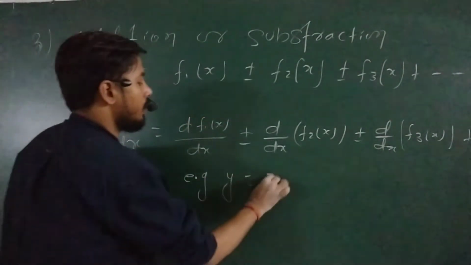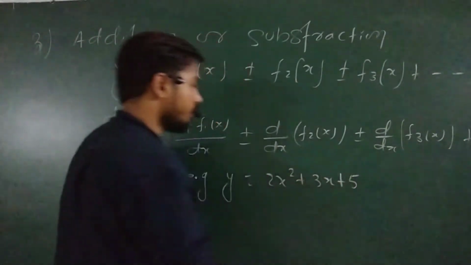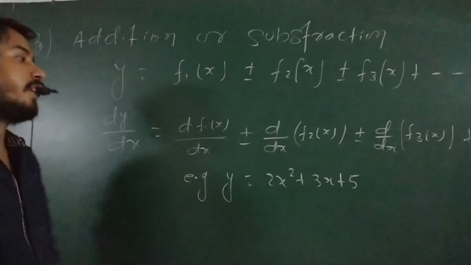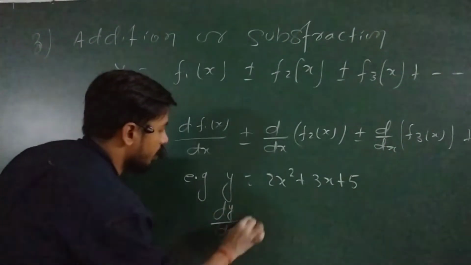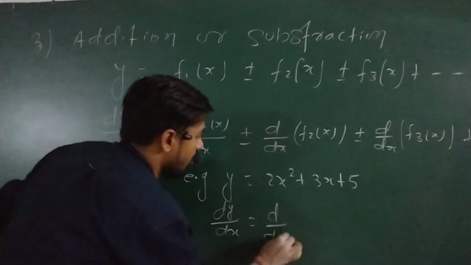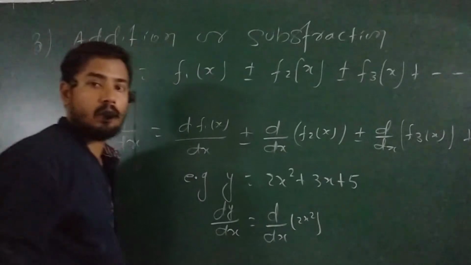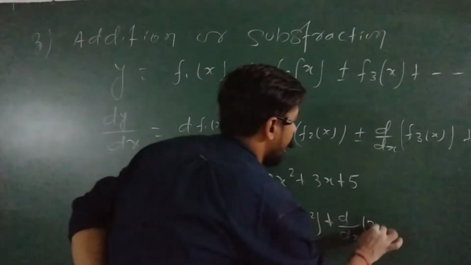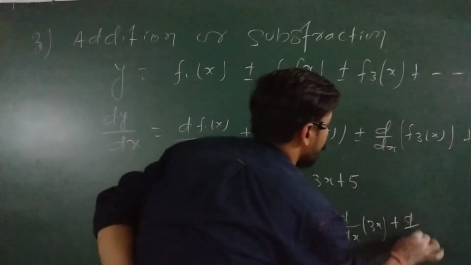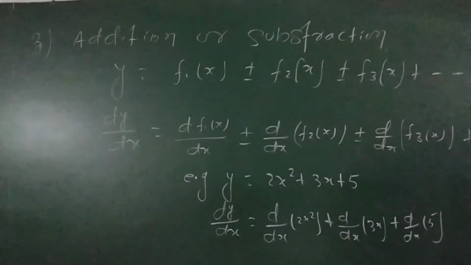y is equal to 2x square plus 3x plus 5. If you have to find the differentiation, simply we can say dy by dx, take separately. This is one function, 2x square as it is, plus this is another function dy by dx of 3x, plus another function dy by dx of 5. Okay, now coming to the result part.